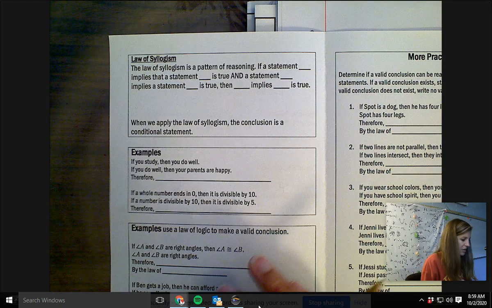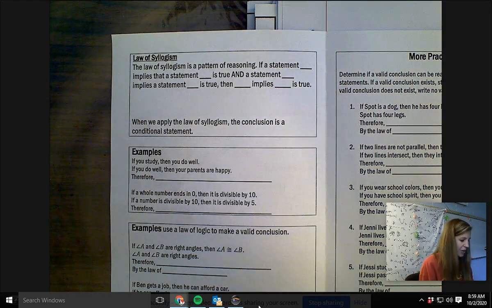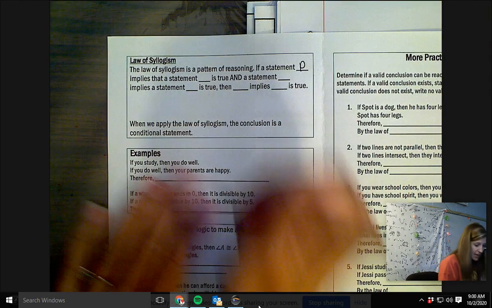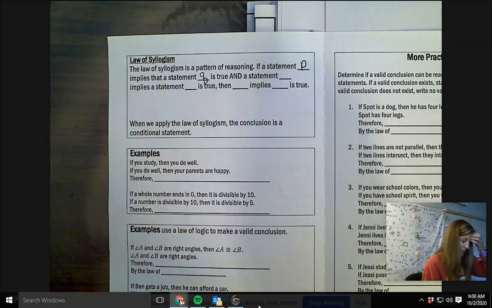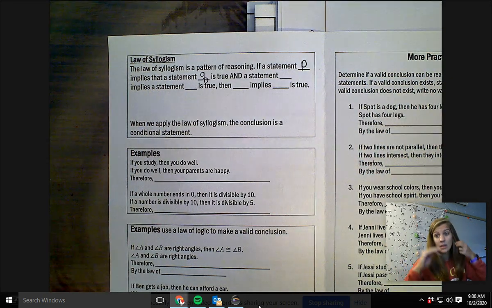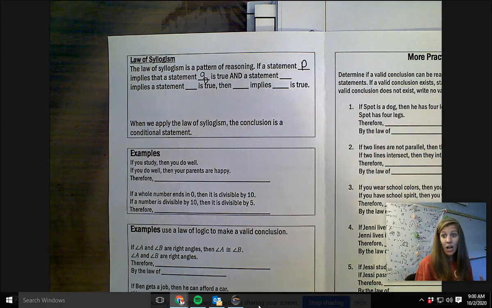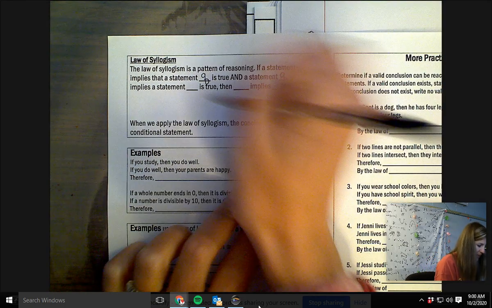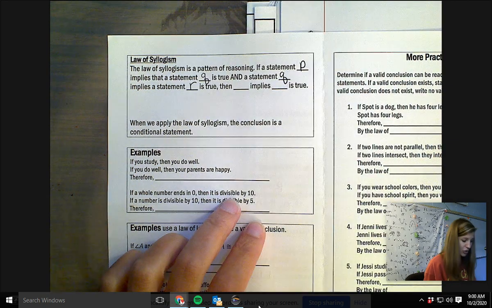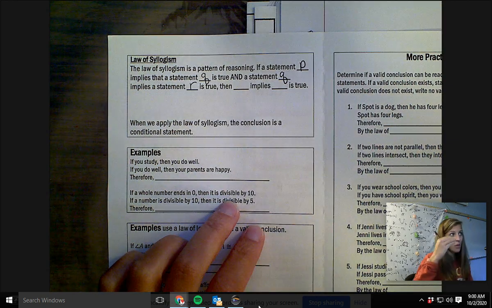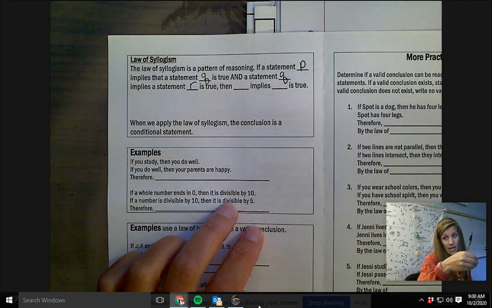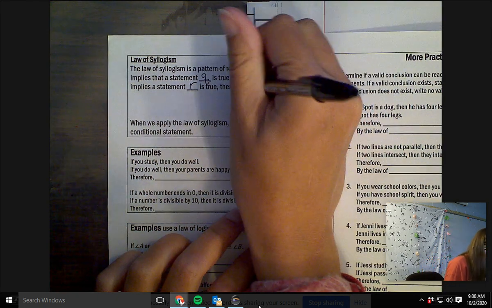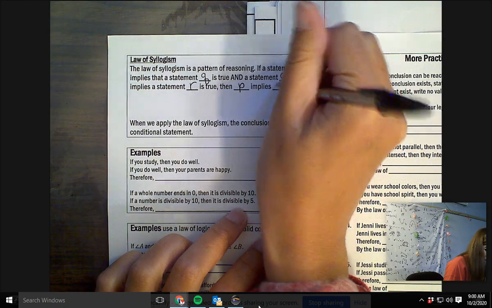The law of syllogism says, again, it's a pattern of reasoning, that if a statement P implies that a statement Q is true, so I have a P to Q that I know is true, and then I also have another conditional statement where Q implies that a different thing R is true. So if I know P to Q is true, and I know that Q to R is true, then I know that P implies that R is true.